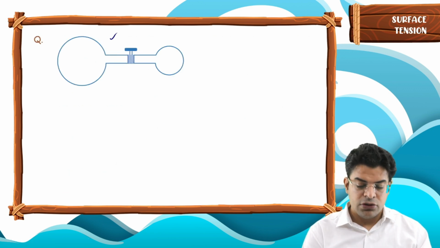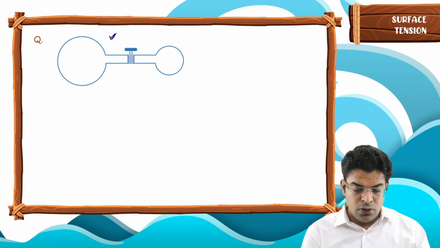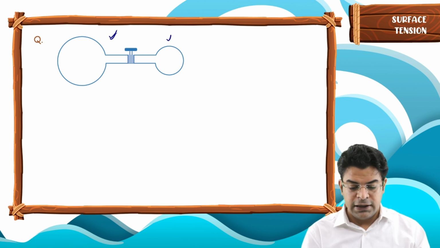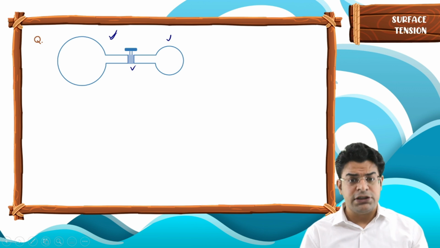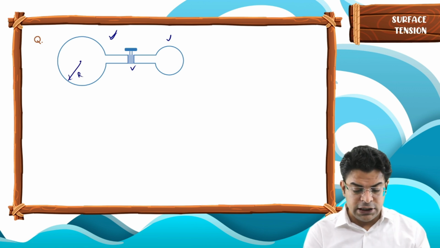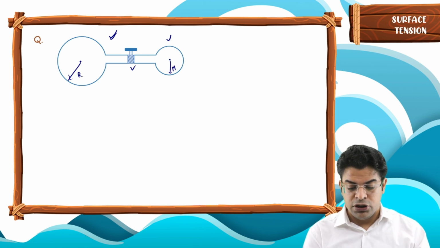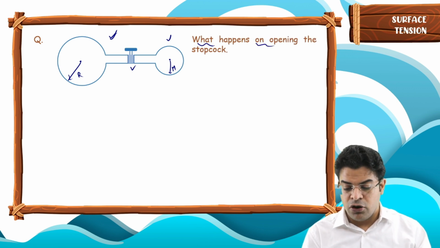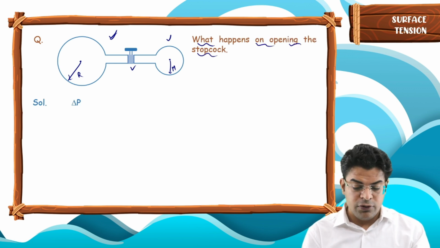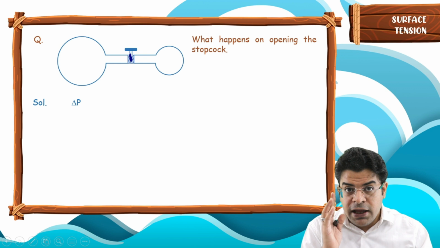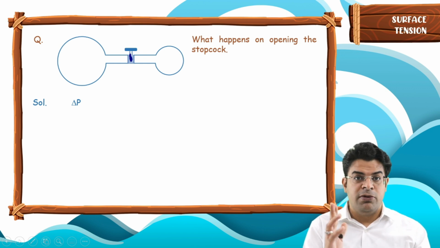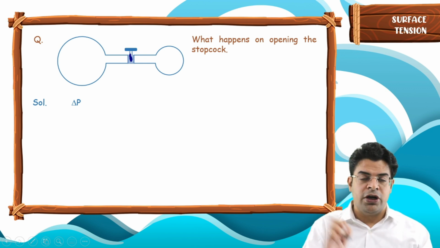The question goes like, there are two bubbles connected by a tube. As you can see, one bubble has a greater radius and one bubble has a smaller radius. So the question is, what happens on opening the stopcock? If you open up this valve, the air will move from which bubble to which bubble? Bigger to smaller or smaller to bigger?